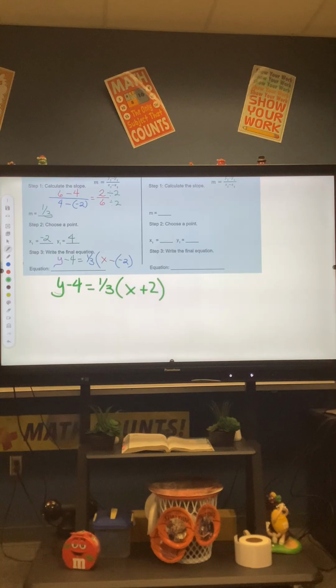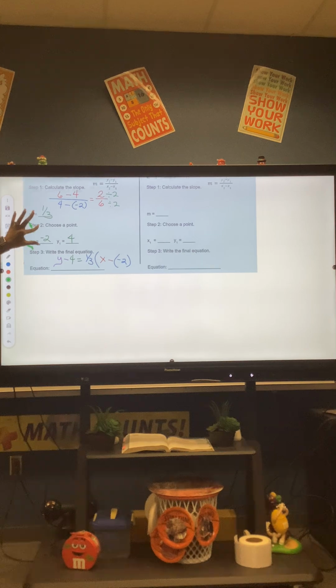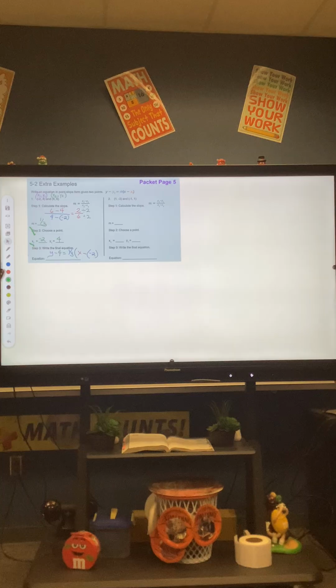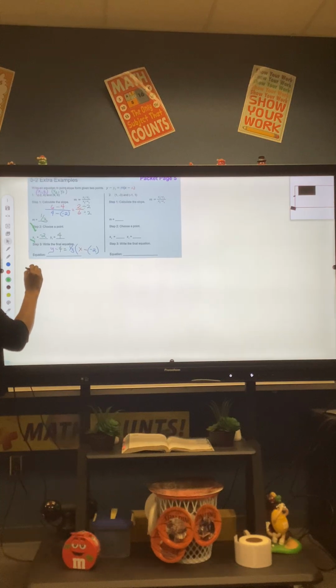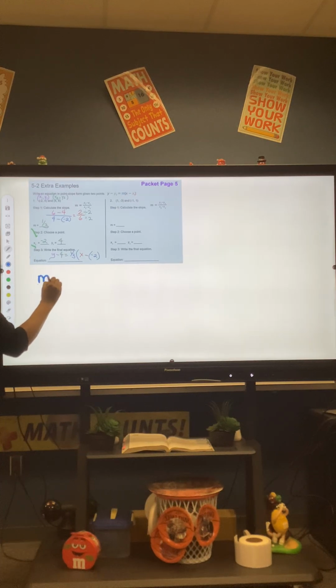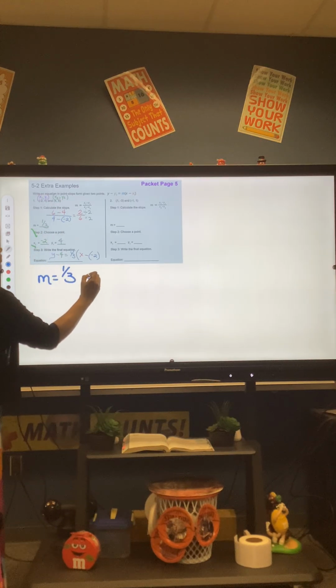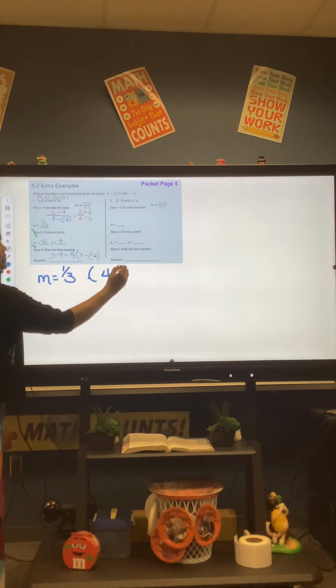Now, I'm going to do something real spectacular because I'm special like that. I'm going to show you what it looks like if I use the other point. Because it's 2 points, so you can have 2 equations. So watch me, watch me, watch me. My slope is still 1/3. Hold on. I'm going to rewrite it here. I'm going to use the second point, which is 4 and 6.